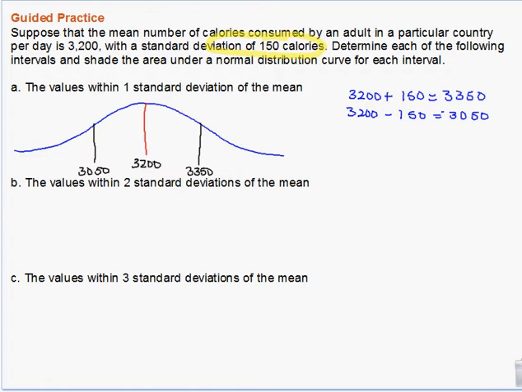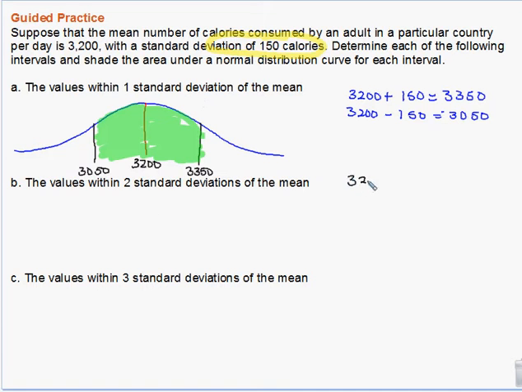Okay. And it says to highlight the area under the curve for each interval. So we shade all that. Is the additional subtraction only for the first part, or for all of them? We're going to be doing that for all of them. It's 150 calories for each standard deviation. So when we do one standard deviation, we add and subtract 150 just once.